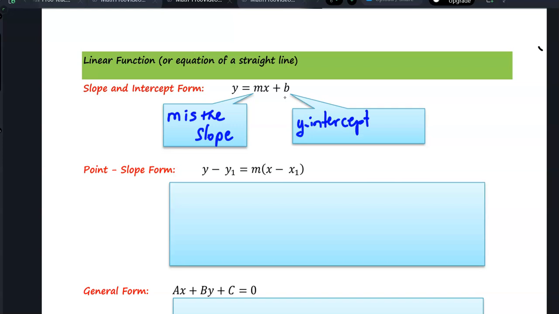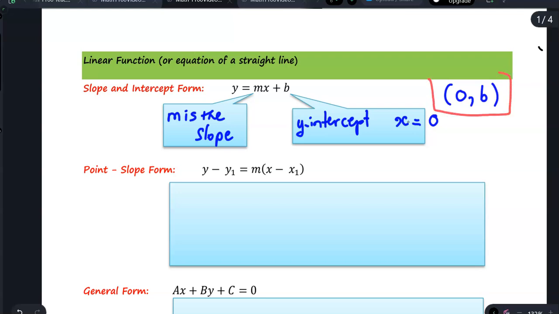Meaning that x is equal to 0. So when x is equal to 0, you substitute into this equation to solve for the value of y, and you will have it equal to b. So in this case, you could have 0 and b presented as an ordered pair. So this ordered pair or this coordinate is called the intercept.